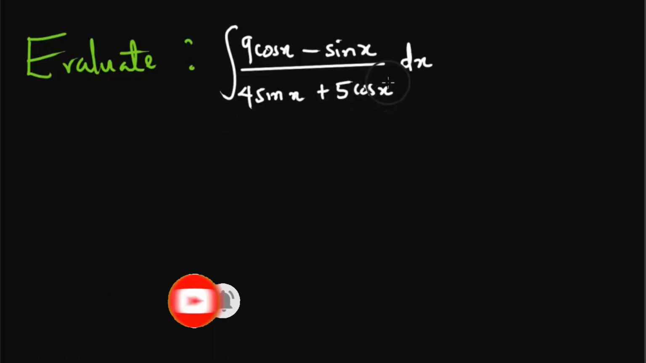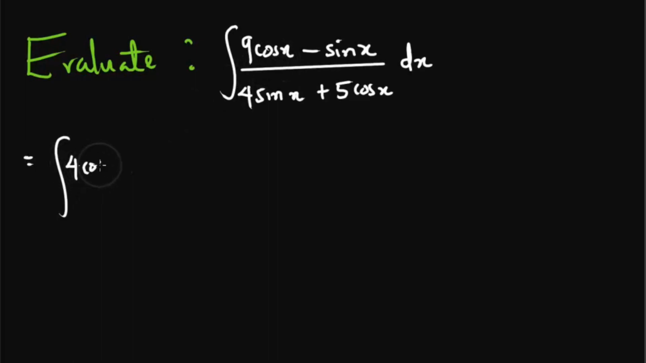So I'm going to rewrite this problem such that I have 4 and 5 in the numerator, so that it is possible for me to cut out something. Rewriting, this is equal to the integral of, writing 9 cos x, I can write it as 4 cos x plus 5 cos x. That is absolutely correct, 4 plus 5 gives me 9 cos x.